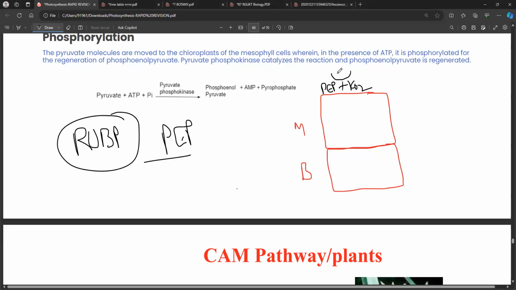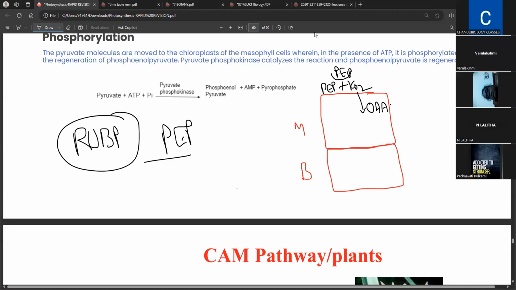And what is the enzyme? PEP carboxylase enzyme, right? Very important, friends. PEP carboxylase enzyme. And what do we get? We get an intermediate which is a 4 carbon. What do we call it? Oxaloacetic acid.